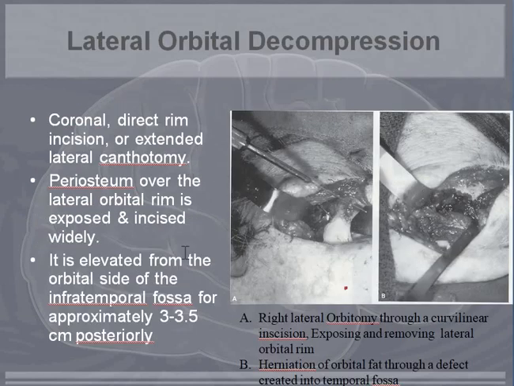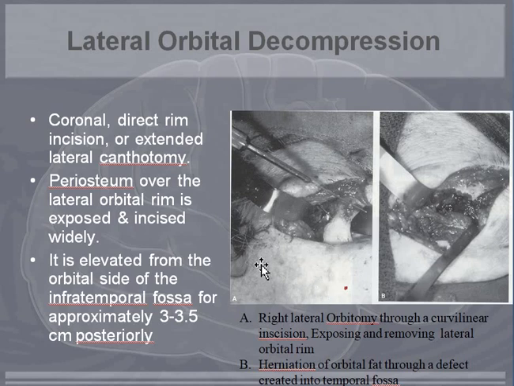Now let's talk about the lateral orbital decompression. The coronal direct rim incision. So this is the lateral side of the eye. So coronal direct rim incision or extended lateral canthotomy. Periosteum over the lateral orbital rim is exposed and incised widely. It is elevated from the orbital side of the infratemporal fossa for approximately 3 to 3.5 cm posteriorly.